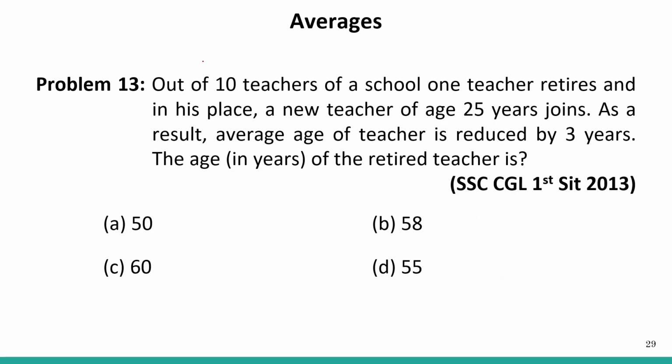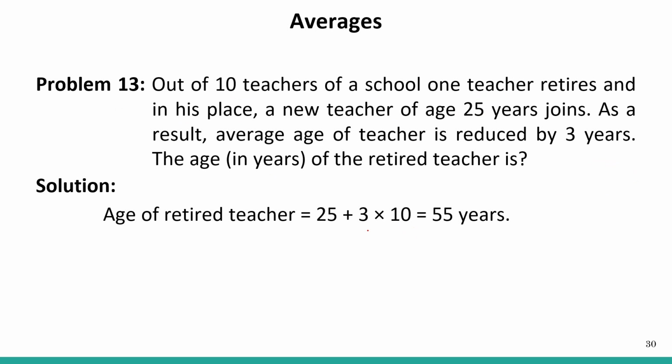So let's see problem number 13. Out of 10 teachers of a school, one teacher retires, and in his place a new teacher of age 25 years joins. As a result, the average age of the teachers is reduced by 3 years. So what is the age in years of the retired teacher? This question has appeared in the SSC CGL first sitting 2013 paper. Okay, so let's see the step-by-step solution. So the age of the retired teacher will be what? 25 plus 3 into 10, which is equal to 55 years, right?